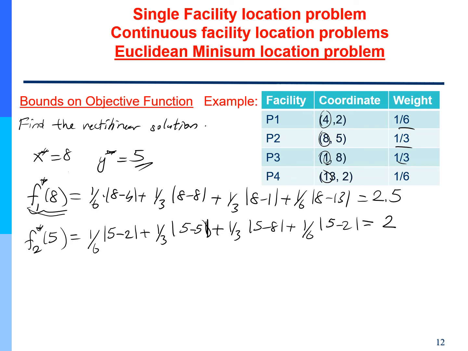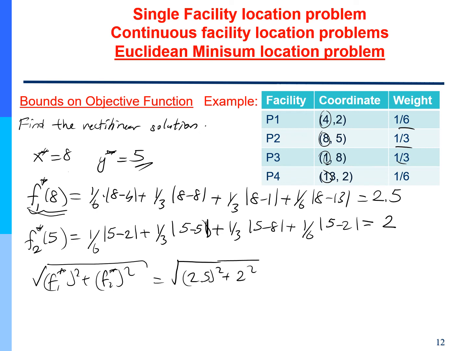Okay. Now remember our bound formula. It was saying the square root of f1 star squared plus f2 star squared. What does it equal to? It is the square root of 2.5 squared plus 2 squared, and it is 3.20156 and it goes on. And we know that this is less than or equal to my optimal Euclidean objective function value. My Euclidean objective function value will be greater than or equal to this.